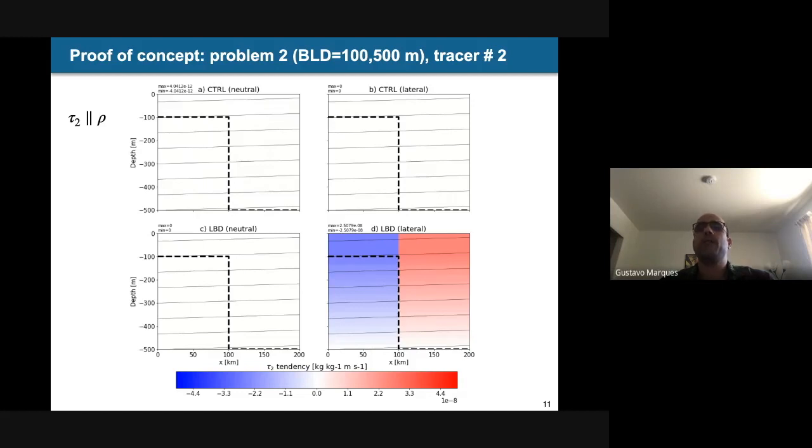And if you think of what's happening with the isopycnals, because here it's just controlled by temperature, the lateral diffusion within the LBG experiment is flattening the isopycnals. So it's removing available potential energy.